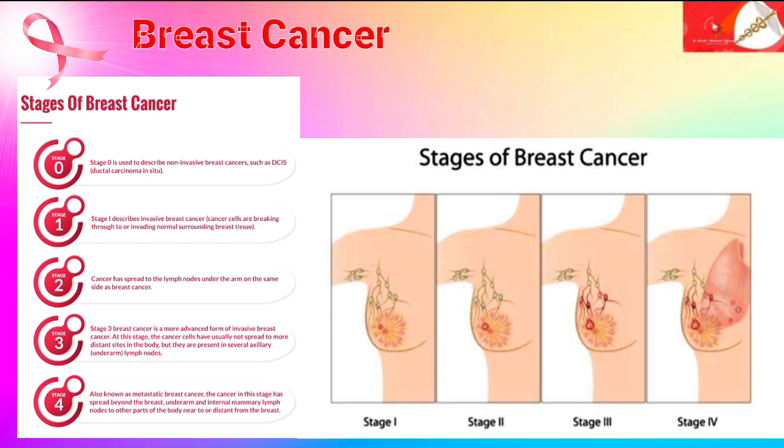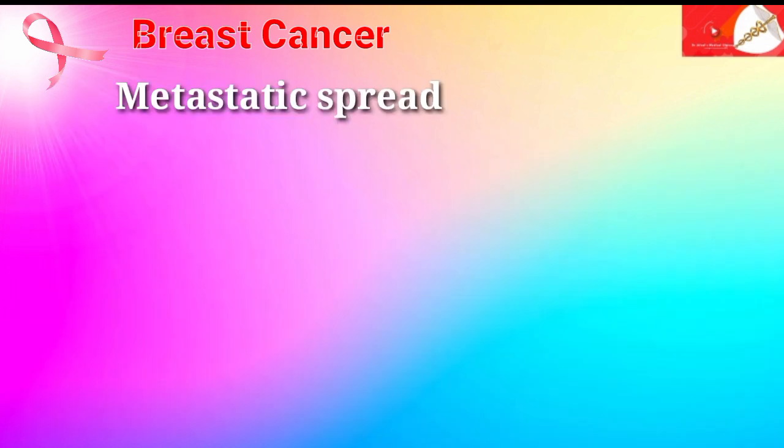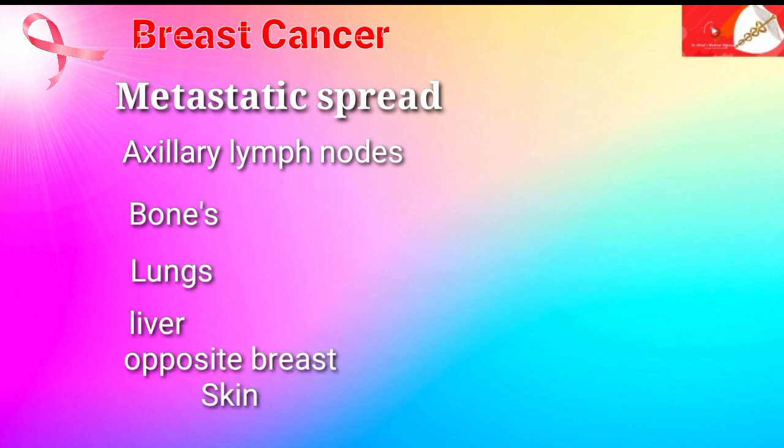Stage 3 is extensive, with local and regional spread. Cancers are greater than 5 centimeters, or cancers with lymph nodes fixed together in a matted axillary mass. And stage 4 is distant metastasis. Metastatic spread is toward the axillary lymph nodes, bones, lungs, liver, opposite breast, and skin.